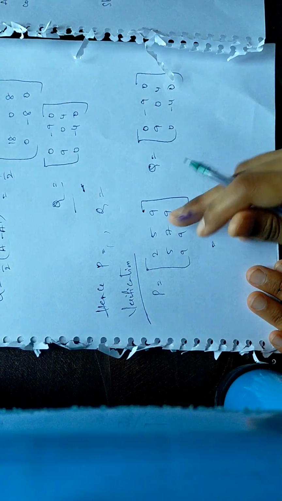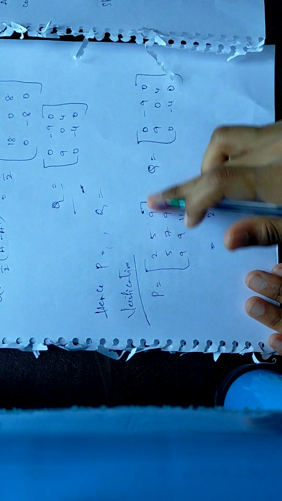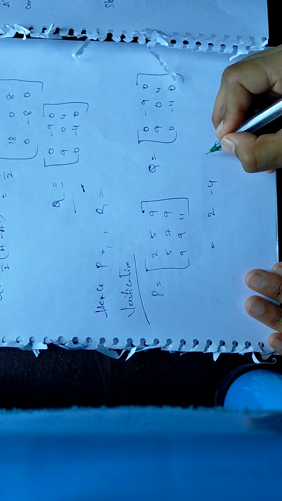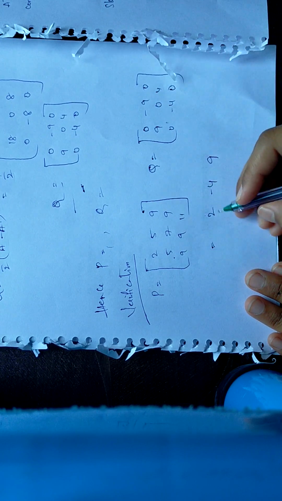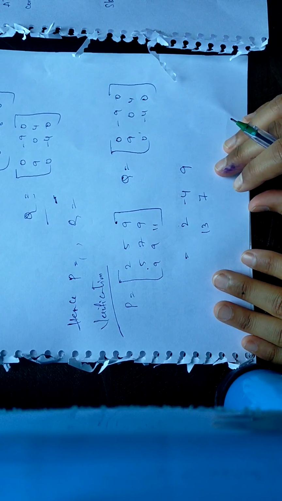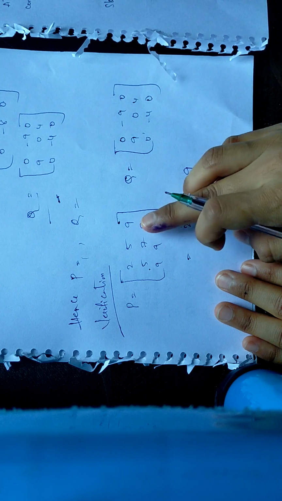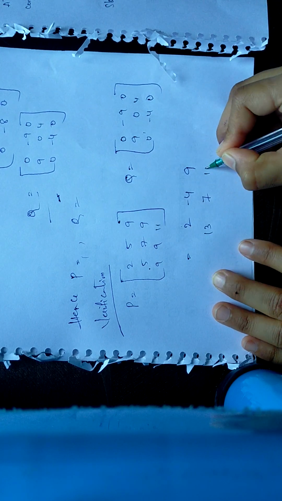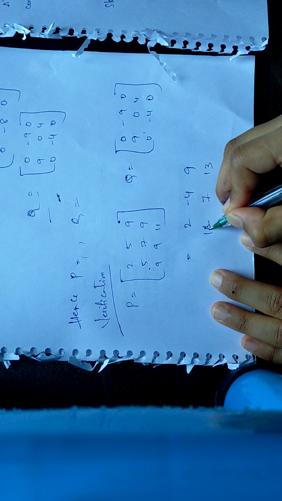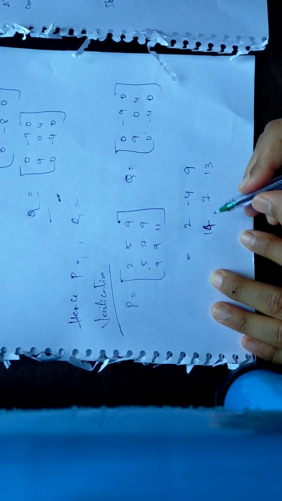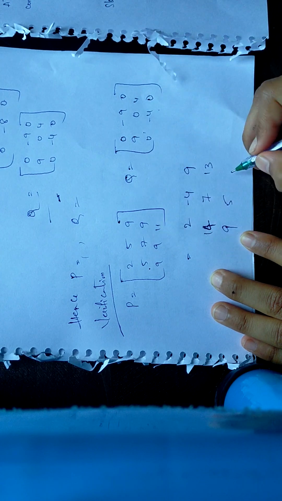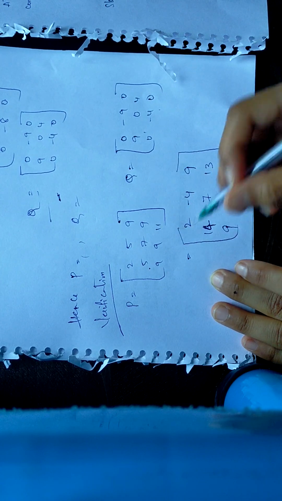Quickly add this: 2 plus 0 is 2, 5 minus 9 is minus 4, 9 plus 0 is 9, 5 plus 9 is 14, 7 plus 0 is 7, 9 plus 4 is 13, 9 plus 5 is 14, 9 plus 0 is 9 again, 9 minus 4 is 5, 11 plus 0 is 11. So this is P plus Q, right?